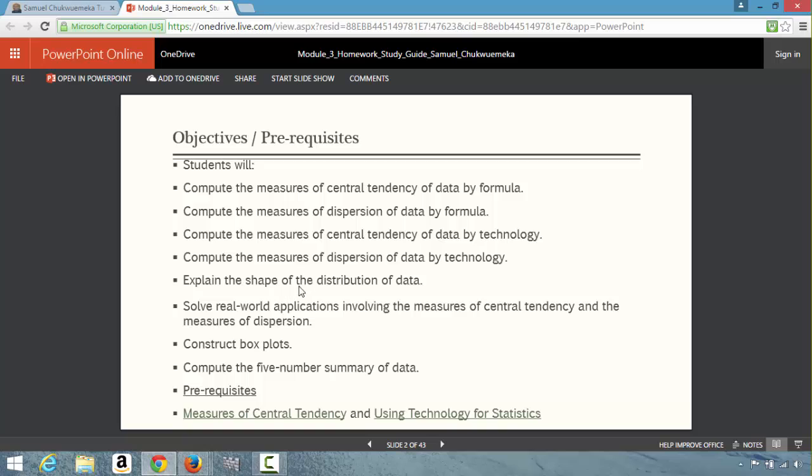We shall explain the shape of distribution of data, solve real-world applications involving the measures of center and the measures of spread. Then we shall construct box plots. Some people call it box-and-whisker plots. And then compute the 5-number summary of data. So these are the prerequisite videos you need to view. And there are more prerequisites as well.